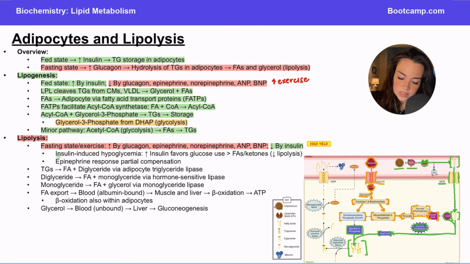So in insulin-induced hypoglycemia, the increased insulin is going to favor glucose use, bringing that glucose in from the bloodstream into the cells, over the use of fatty acids or ketones, because that insulin decreases lipolysis, right? Because your body's thinking, why would I liberate all of my energy stores? I have all this insulin around. I must be in a fed state. I must have plenty of glucose. Insulin reduces lipolysis, and that means that lipolysis is not going to help you out in this situation of insulin-induced hypoglycemia. You can get a partial compensatory response from epinephrine, but it's not enough to bring you back up to baseline. Understanding that point is very high yield.